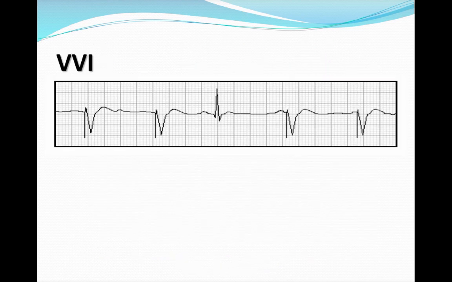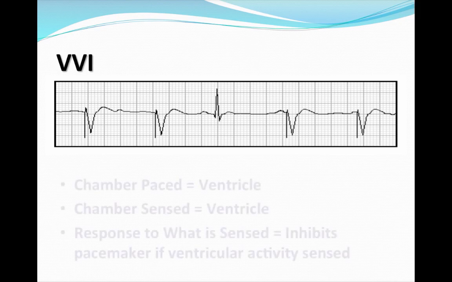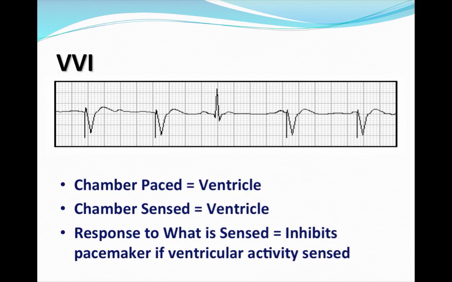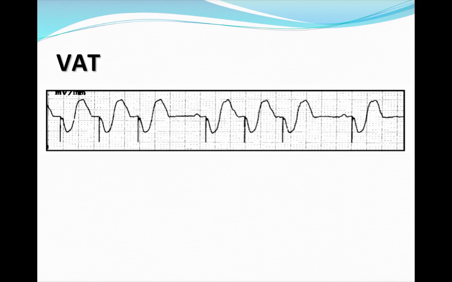What do you see going on here? We've got VVI. What exactly does that mean, and what do you see? So first of all, we've got the chamber. What chamber is being paced? It's the ventricle, V for ventricle. What chamber is being sensed? That's the second letter, and that's V for ventricle. And then what's going on with the third letter, the I stands for inhibits. So the response to what is being sensed is that the pacemaker is not sending an impulse when it sees that the patient has their own beat. As you can see there in the middle, or the third beat, that's the patient's own beat, and there was no pacer spike delivered.